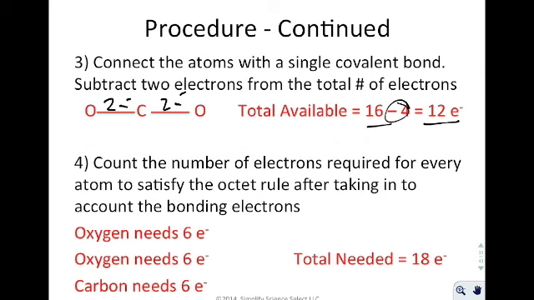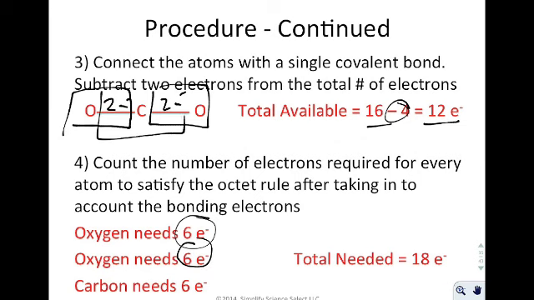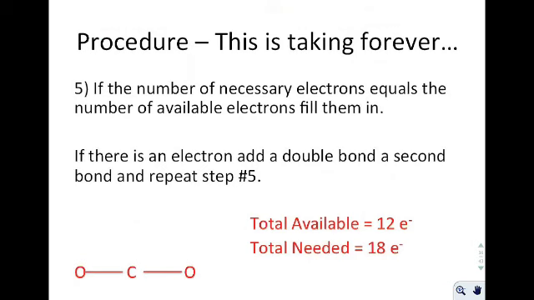Now the next thing I need to do is count the electrons necessary for each atom to satisfy the octet rule. Remember, this oxygen thinks that it has 2, so it needs 6 more. This oxygen thinks that it has 2, so it needs 6 more. Now this carbon actually thinks that it has 4, so it needs 4 more. So the total electrons needed is not 18, but 16. Now, if the number of necessary electrons equals the number available, fill it in. For example, if I need 18 electrons and I have 18 electrons, I would just fill in the electrons and I would be done. But because I have 12 electrons and I need 18, there's what we call an electron deficit.